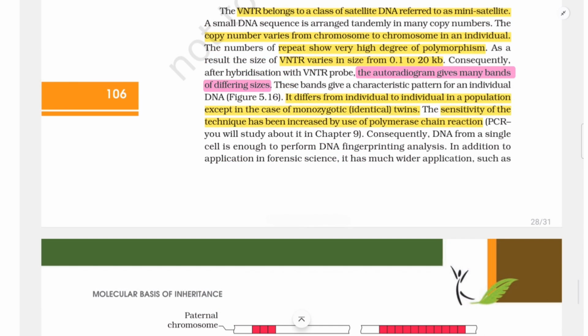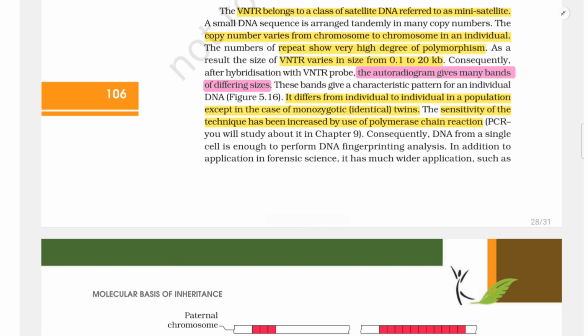The VNTR belongs to a class of satellite DNA referred to as minisatellite. A small DNA sequence is arranged tandemly in many copy numbers. The copy number varies from chromosome to chromosome in an individual. The numbers of repeats show very high degree of polymorphism. As a result, the size of VNTR varies from 0.1 to 20 kb.